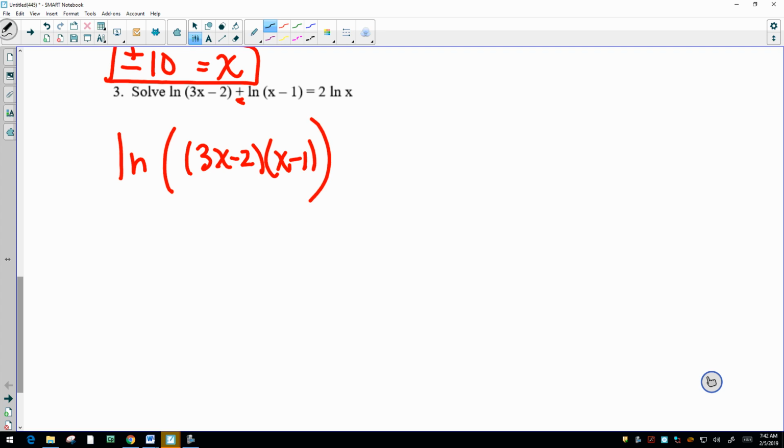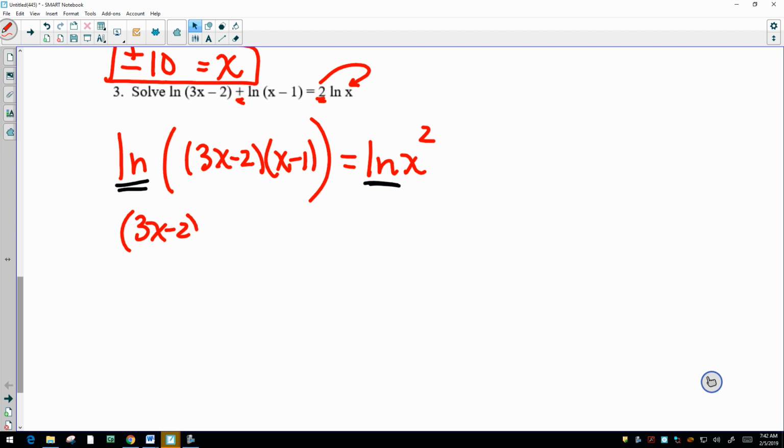Okay, and on this side, I can think, well, a coefficient that really came from an exponent. So this is really the natural log of x squared. So now I can see my bases are the same. They're both natural logs. So kind of like we said before, if the bases are equal, I can set the numerical values equal. So right now I have on the left (3x - 2)(x - 1), and that equals x squared.